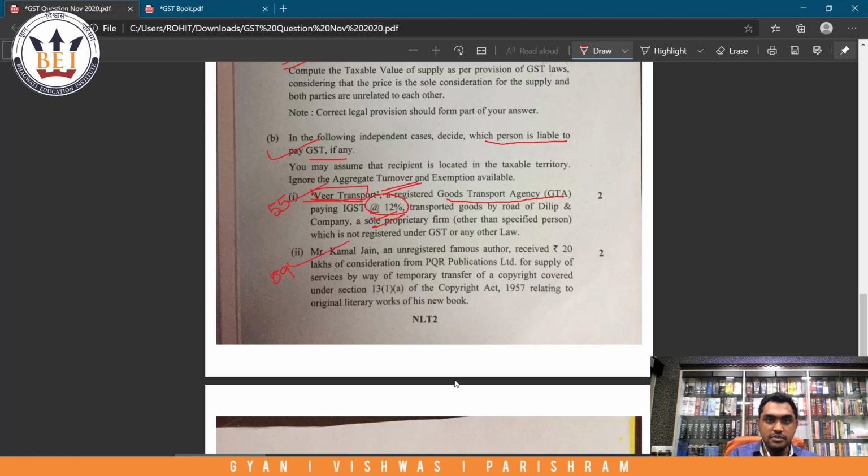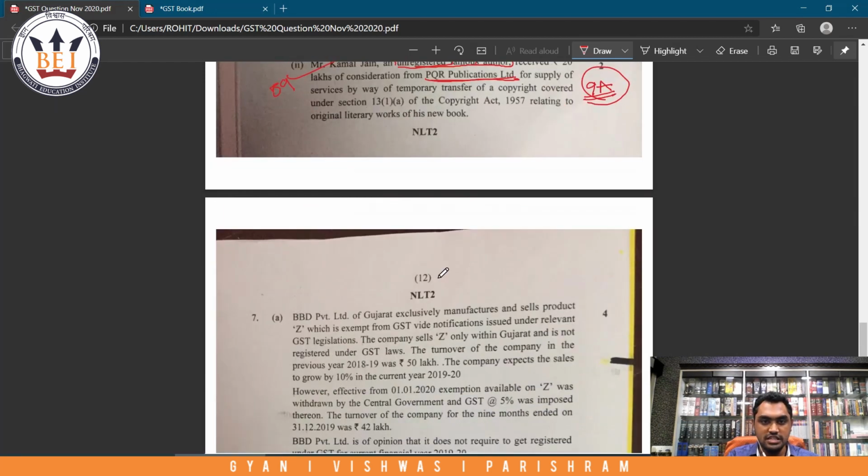Good. Then Mr. Kamal is an unregistered famous author. This is regarding the amendment part, but not a very great question. This is regarding entry number 9A. In 9A they say if an unregistered author is giving the service, then the recipient is liable to pay. So here PQR Publisher is liable to pay the GST. There was one more option in 9A. I hope you remember that the author can himself get registered, and if he gives a declaration, then he will have to pay under forward charge. Here there is nothing of that sort because he is an unregistered author. So PQR Publication Limited will be liable to pay the GST.